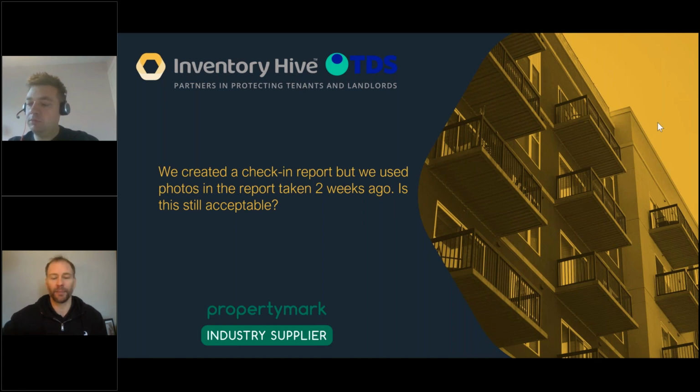We're going to need something a little bit more. And so what we look for there is an express agreement by the tenant that it is still an accurate reflection of the condition of the property. So as long as it's signed by the tenant or agreed expressly in an email, for example, then the adjudicator would still rely on it. In this case, if what they're saying is the check-in report was done, but it was just that the photos were older, that really wouldn't make too much of a difference on the face of it.